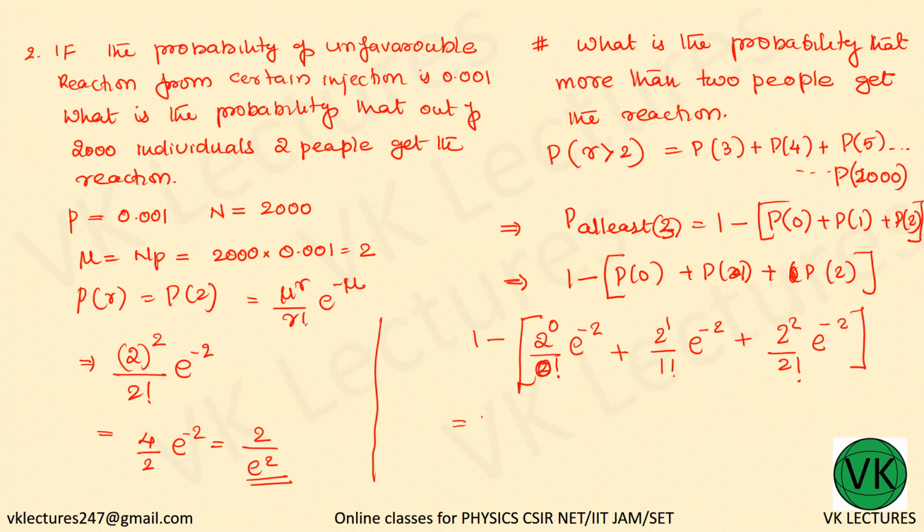That's equal to 1 minus, 2 to the power 0 is 1 by e squared, plus 2 to the power 1, that is 2 by e squared, plus 4 by 2, so 2 divided by e squared. So that's equal to 1 minus 1 plus 2 is 3, 3 plus 2 is 5, so 1 minus 5 by e squared. So this is where a minimum of 3 or more than 2 people get this reaction.